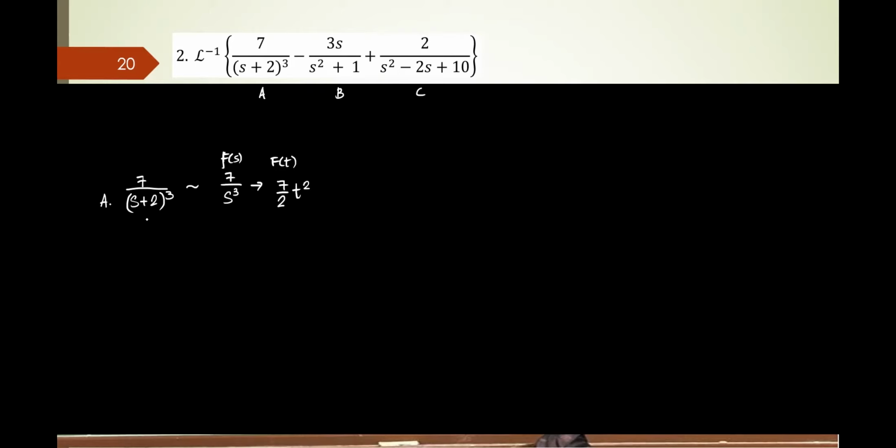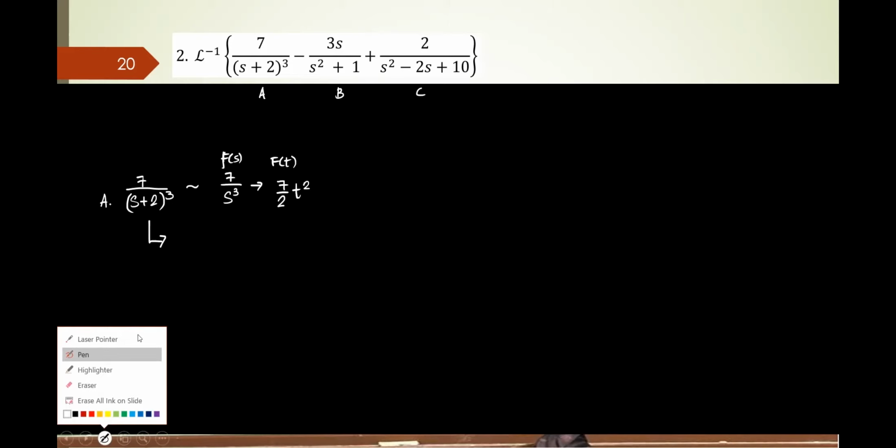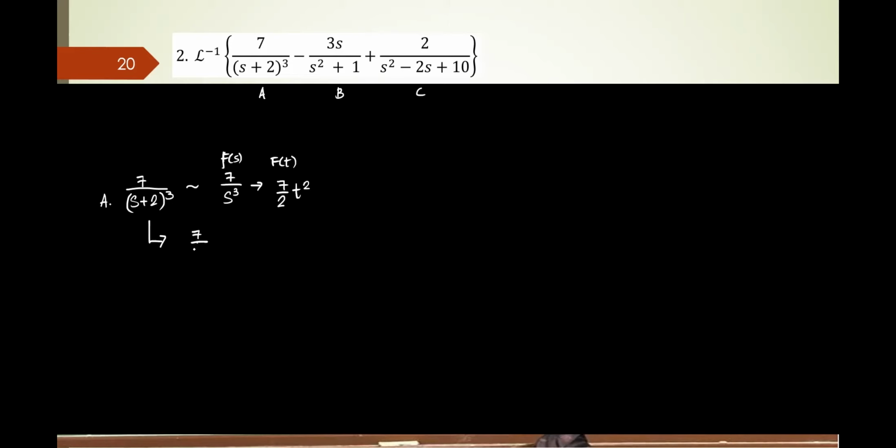Now, because it's not just an s cubed, it's an s plus 2 cubed, can you give me the transform based on this? This becomes? E raised to negative 2t. So, very good. 7 over 2 t squared e to the negative 2t. So this is the answer for A. Let's go to B. 3s over s squared plus 1. This one's quite easy. What is the transform? 3 cosine of t. Did you get the same?